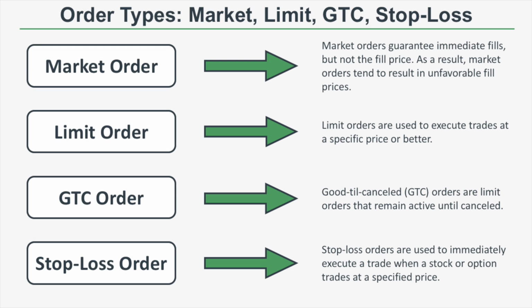So the market order is an order that guarantees an immediate fill, but not the price in which you're filled. As a result, market orders tend to fill you at prices near the asking price when you're buying and the bidding price when you're selling. However, market orders don't have to fill you at the asking price when you're buying or at the bidding price when you're selling. You could actually get filled at worse prices than those.